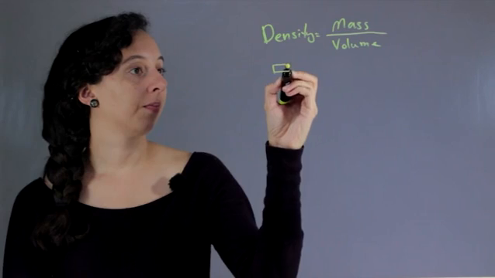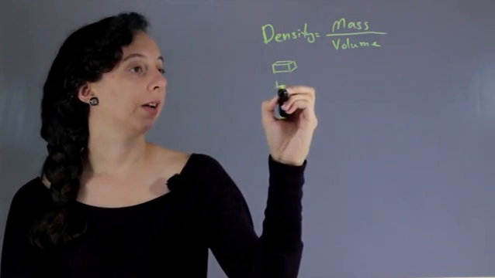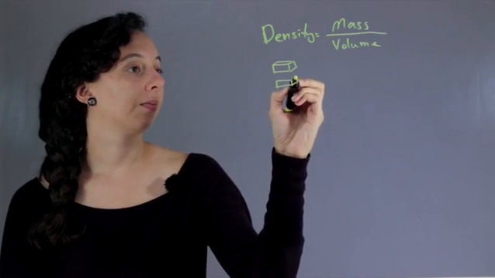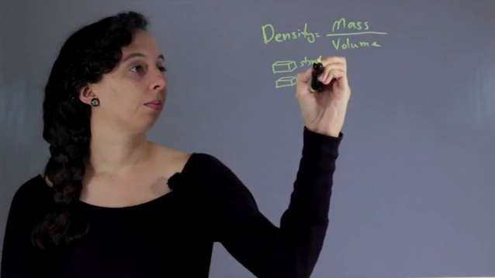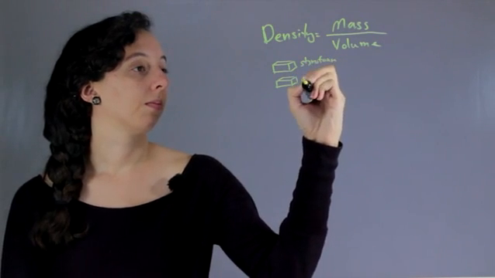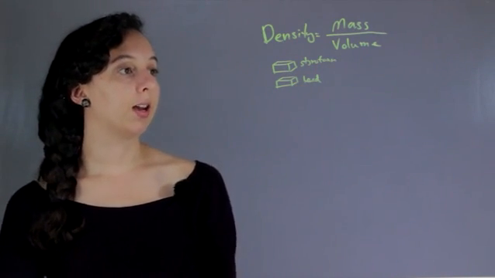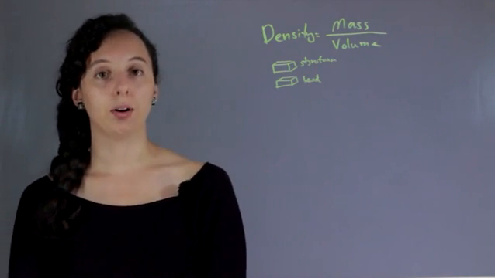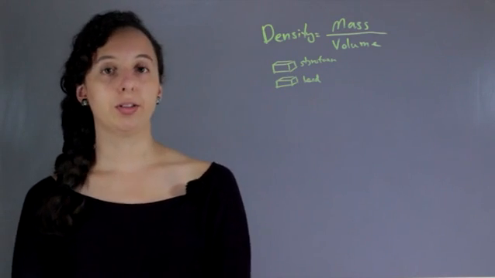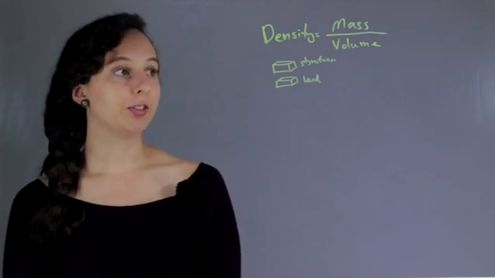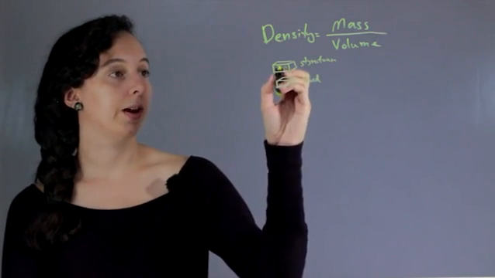a brick of styrofoam and a brick of lead. Instinctively, we know that that lead brick is going to weigh a lot more. But in this case, both of these things are the same size. And so the scientific way of expressing that is to say that the lead is more dense than the styrofoam.